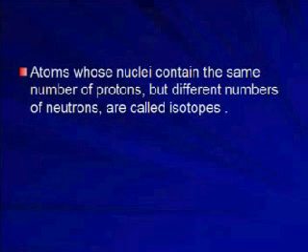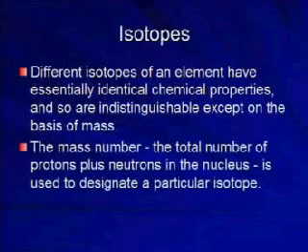Atoms whose nuclei contain the same number of protons but different numbers of neutrons are called isotopes. Different isotopes of an element have essentially identical chemical properties and so are indistinguishable except on the basis of mass. The mass number, the total number of protons plus neutrons in the nucleus, is used to designate a particular isotope.